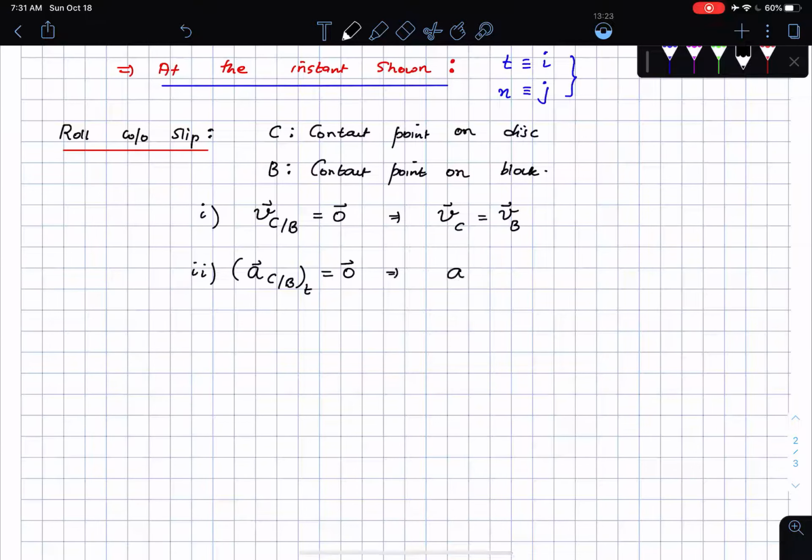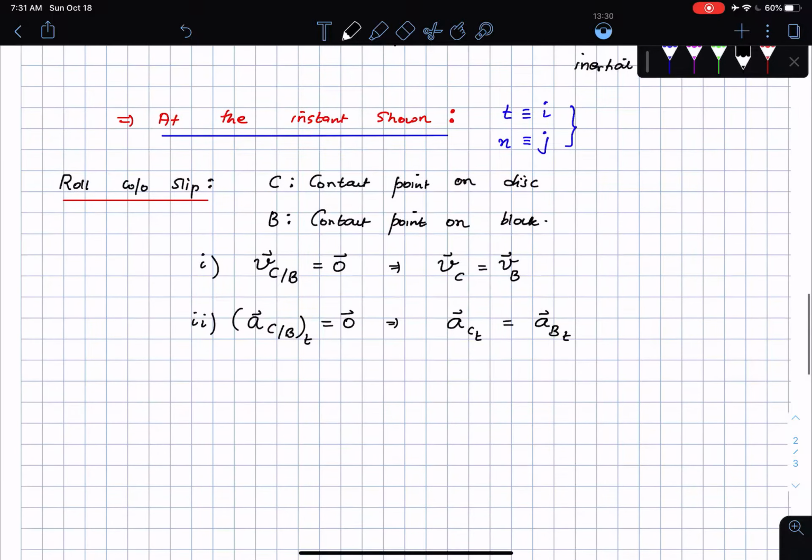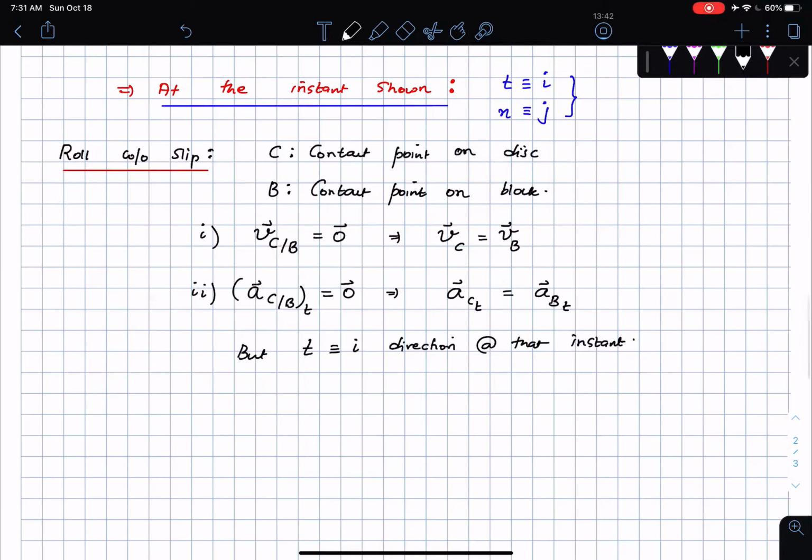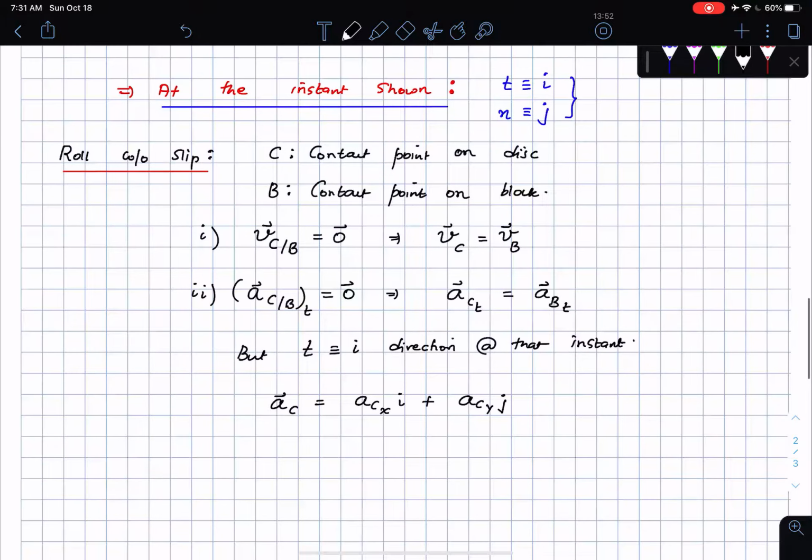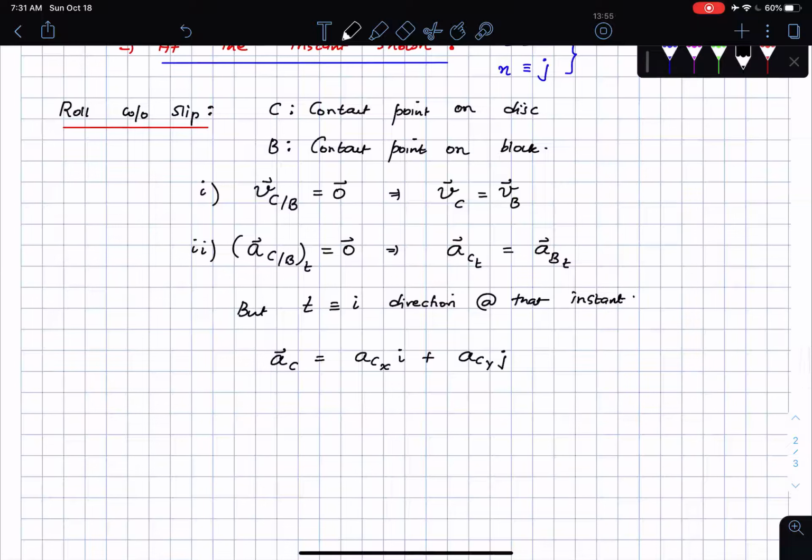So this tells me that acceleration of C in the tangential direction is equal to acceleration of B in the tangential direction. But I know t is the same as I direction at that instant. And so look at this. Acceleration of C I can write as acceleration of C in the I direction, acceleration of C in the J direction. Okay, this is the same as at that instant in time.